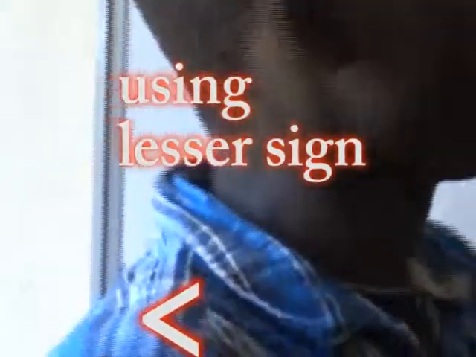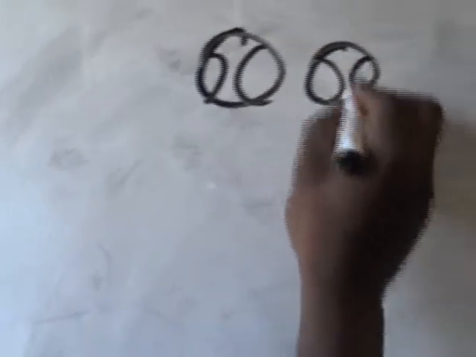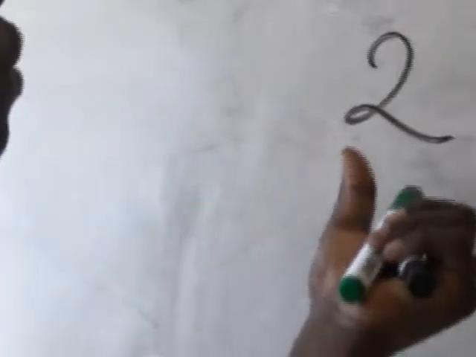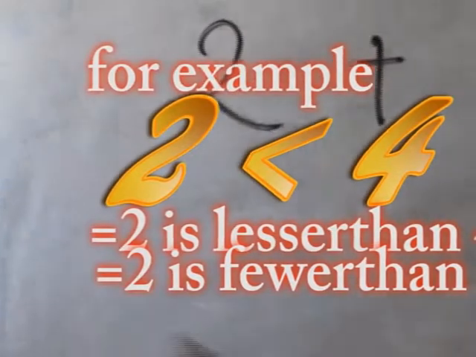So this has been a greater sign, and now we are going to look at how we can use a lesser sign. For example, we have 2 balls, and here we have 4 balls. So this is 2 added by 4. Obviously, if you see this, you're going to see that 2 is lesser than 4. But how can you write it?